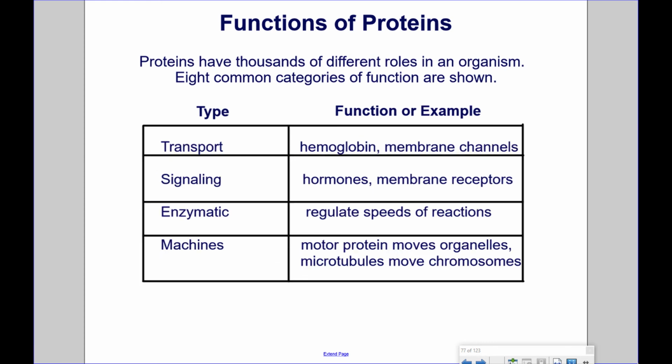Functions of proteins. 8 common categories of function are shown. Transport proteins can be hemoglobin or membrane channels. Signaling proteins include hormones and membrane receptors. Enzymatic proteins can regulate speeds of reactions. Machine proteins are motor proteins that move organelles. Microtubules move chromosomes.